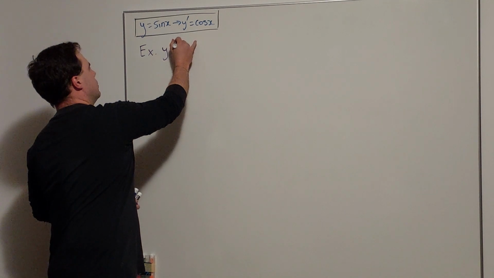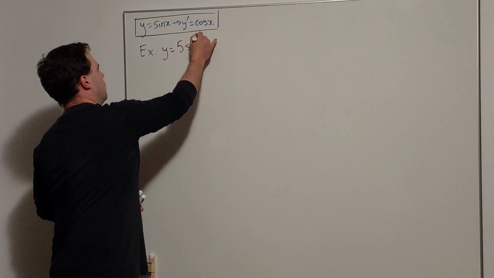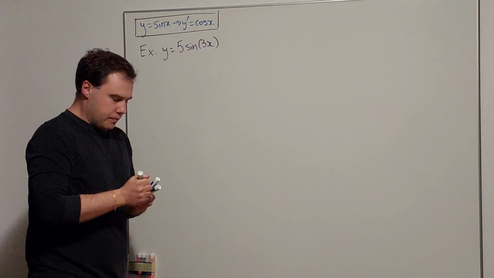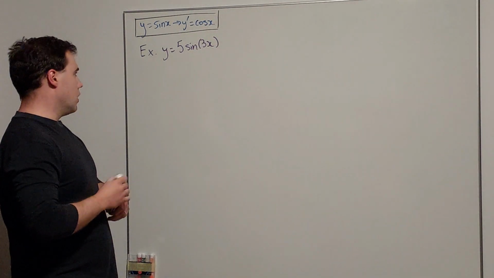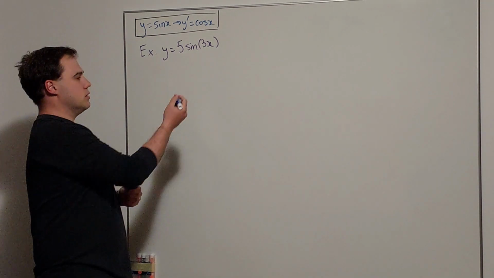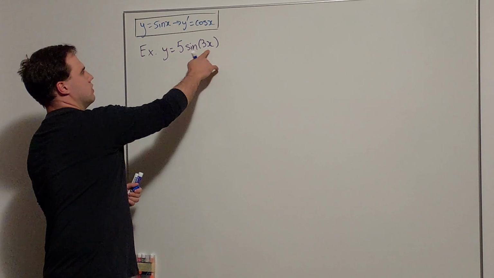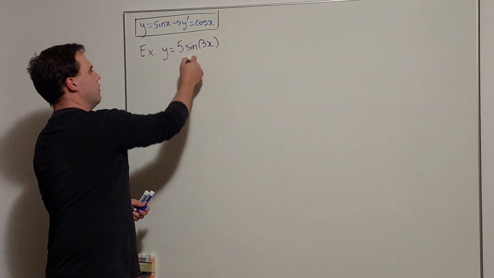So let's say differentiate something like this function over here. So 5 times sine of 3x. So we've got a constant multiple of a function and this kind of fairly simple function inside our function.